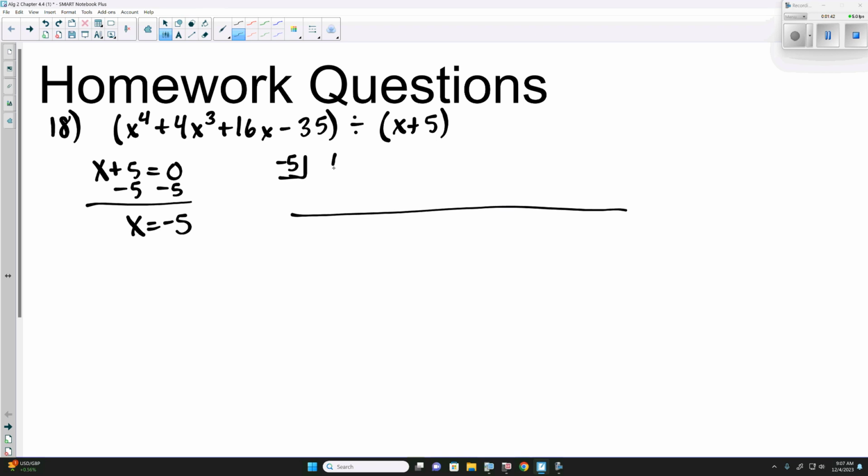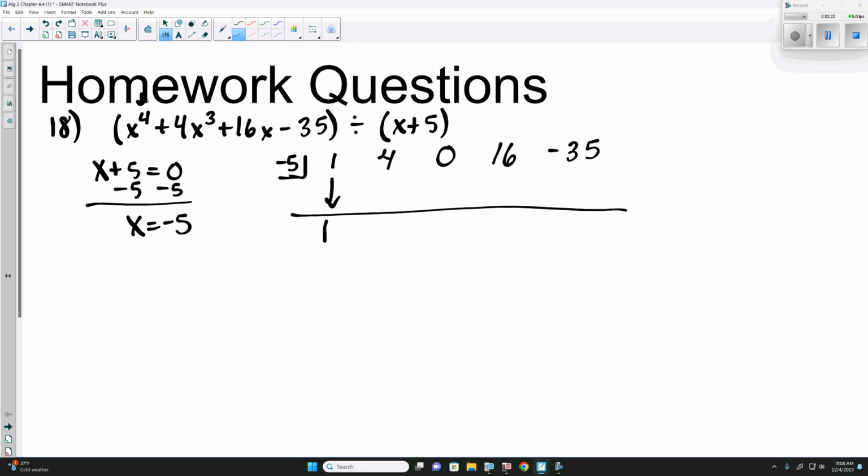Numbers going across the top would be 1 for x to the 4th, 4 for x cubed, 0 for x squared, 16 for x, and -35. We had to put the 0 in because anytime we have a missing term, we have to fill it in with 0. One way we can know we have the correct number of numbers going across the top is it's going to be 1 more than whatever the degree is. Since the degree is 4, we need 5 terms because we're going to have the 4th power, 3rd, 2nd, 1st, and then 0. So we have to add the 0 back in to know the correct number, and we do have 1, 2, 3, 4, 5.